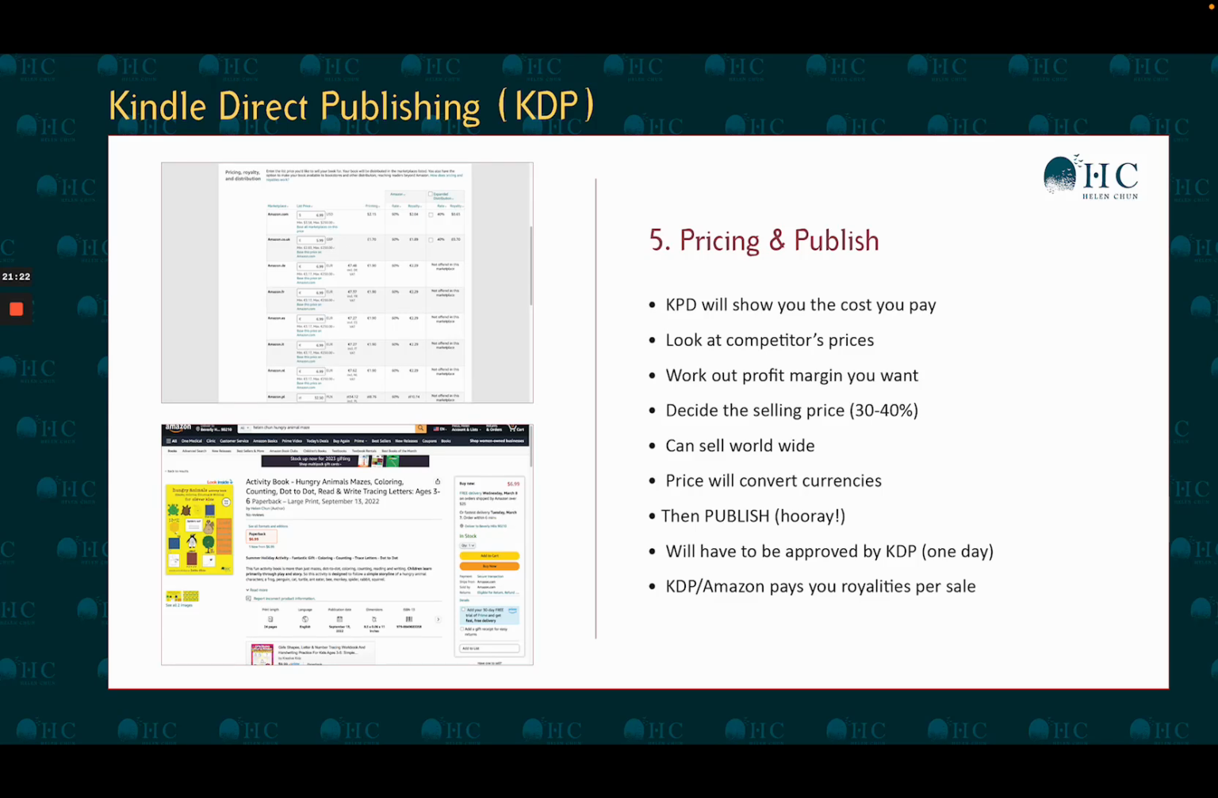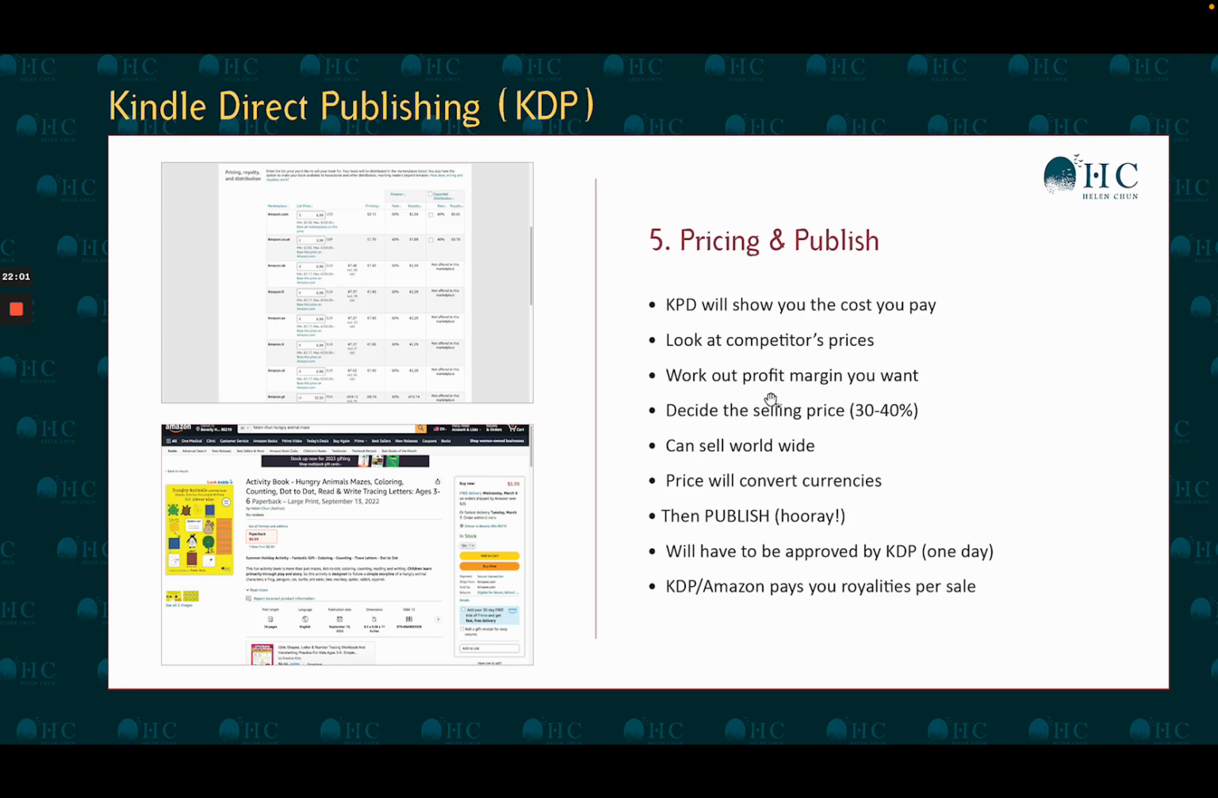Okay, pricing. This is the stage where you get to choose how much you're going to charge for it. Remember, the best thing to do, because it's really hard to price things, is part of that research: when you're doing the keyword research, you would have come across some other books. So you always look at your competitors' prices so you know whether you want to charge a bit more or a bit under. Make sure you look at other people's prices and work out the profit margin you want.